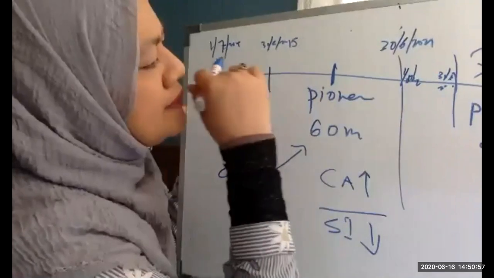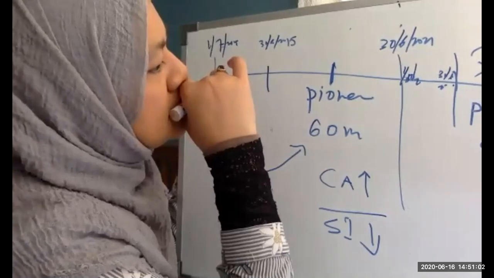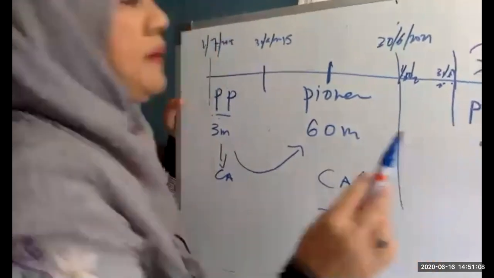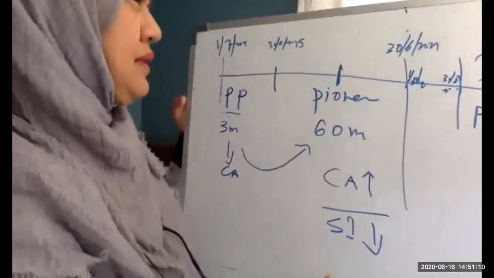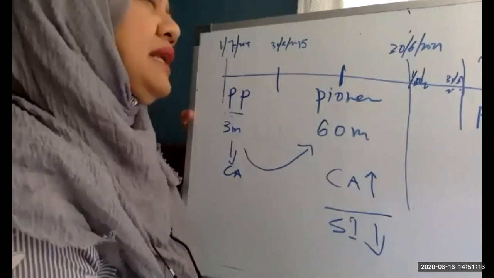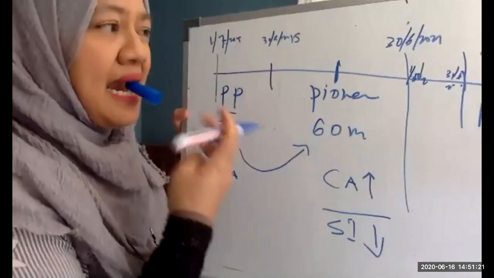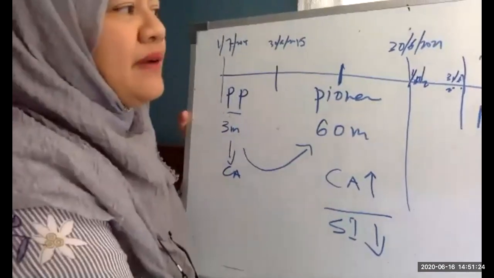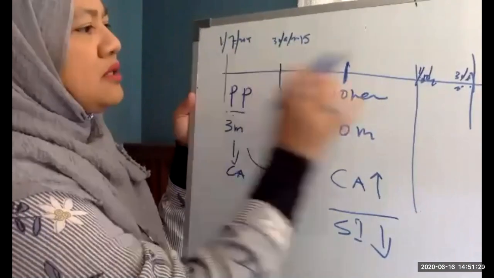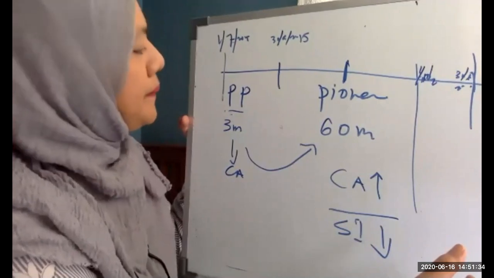The last period, 1st October 2019 until 30th June 2020. Okay, the last pioneer period is for 9 months, right? The last final period is for 9 months. Here is 3 months, so at the end here must be 9 months.